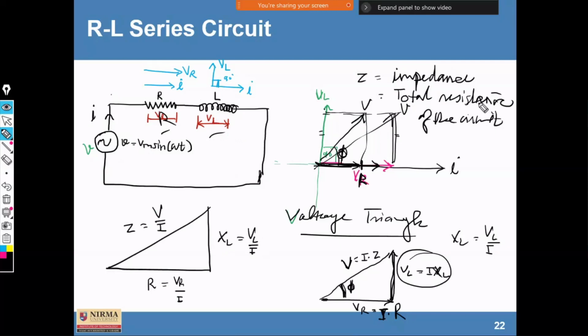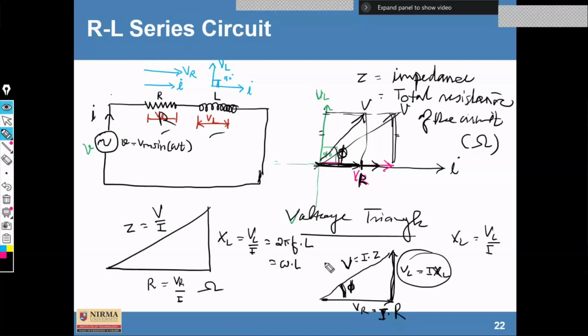And its unit is always in ohm. The unit of R is in ohm. The unit of XL, that is VL upon I, or we can say it is 2 pi F into L, or we can say omega into L. These are the different equations of XL, and the unit of XL is ohm. So unit of XL is ohm, unit of R is also ohm, and the unit of Z is also ohm.